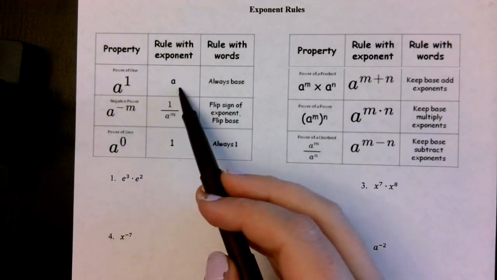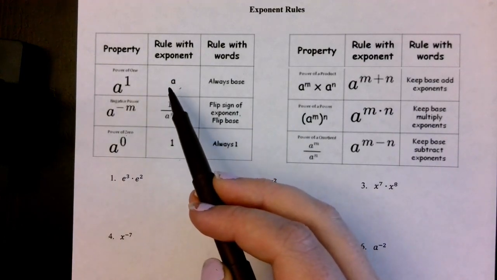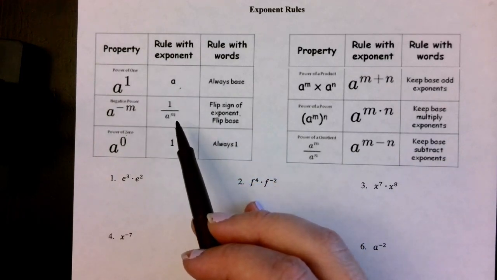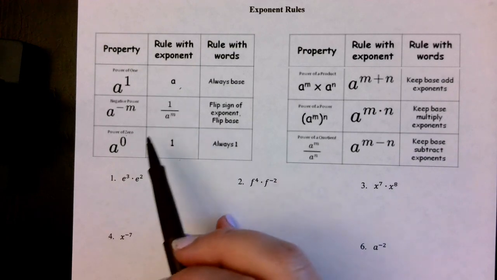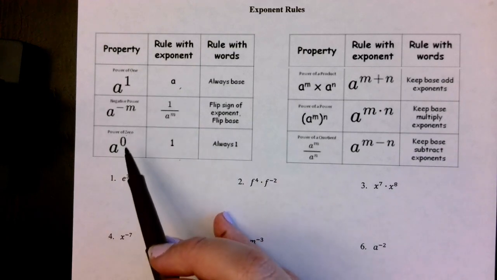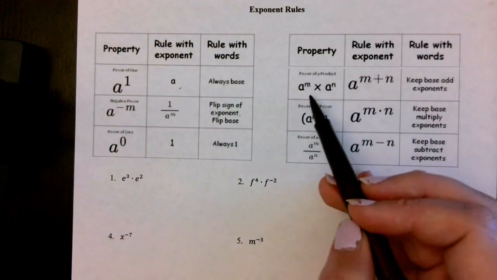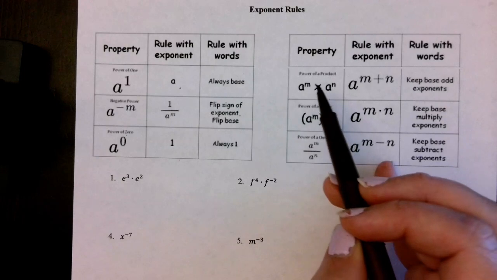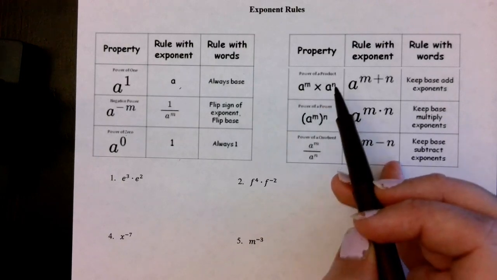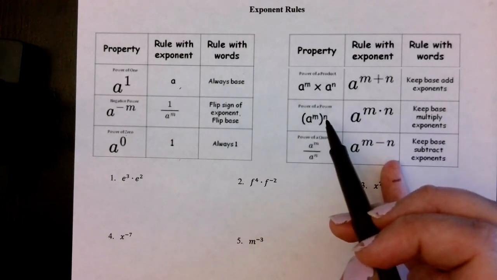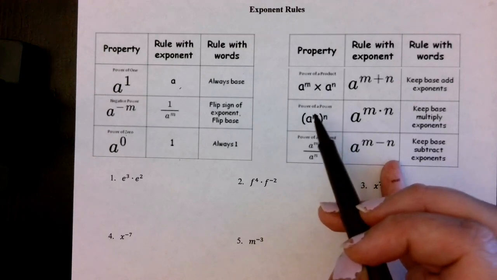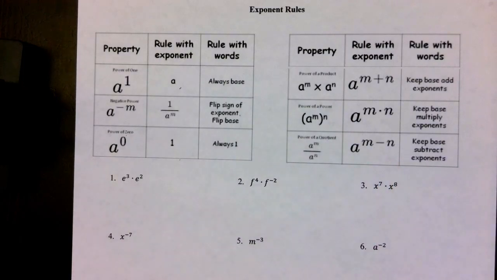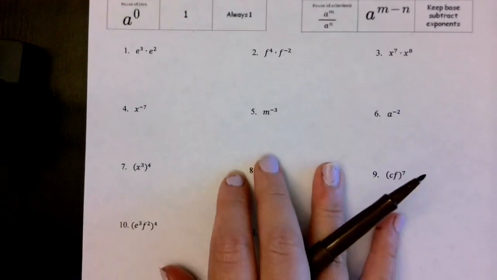When there's a power of 1, it's always just going to equal whatever the base is. When it's a negative, we're going to flip it over and put it on the denominator, and magically it becomes positive. A to the 0, anything to the 0 power equals 1. When we're multiplying and they have the same base, we just add our exponents. When we multiply it with parentheses, we multiply the two exponents, and then when it's division, we just subtract the two exponents.